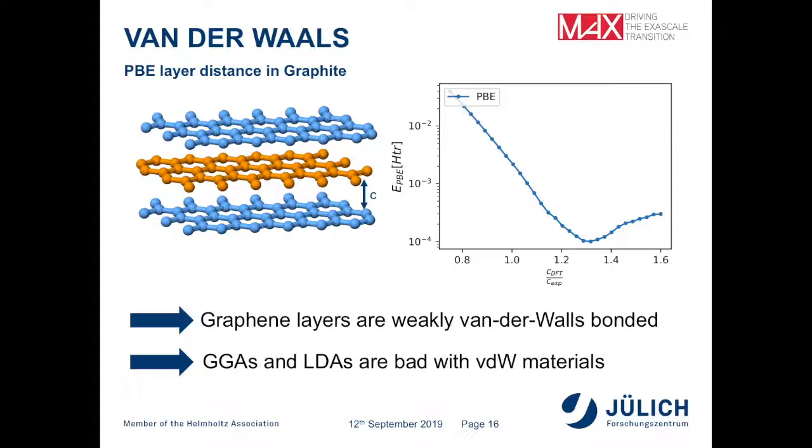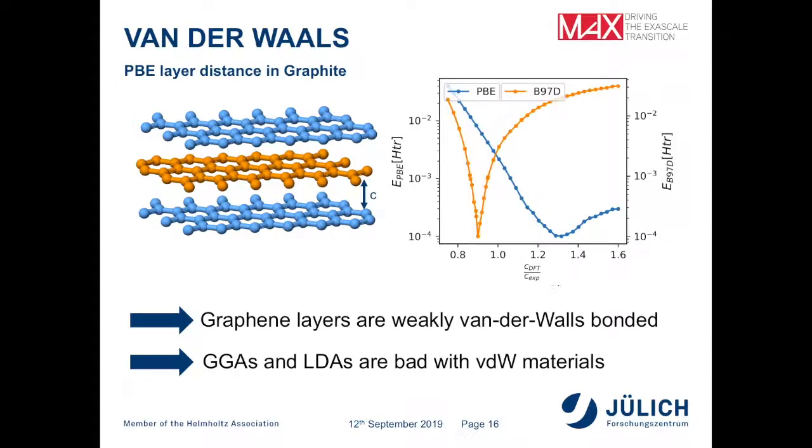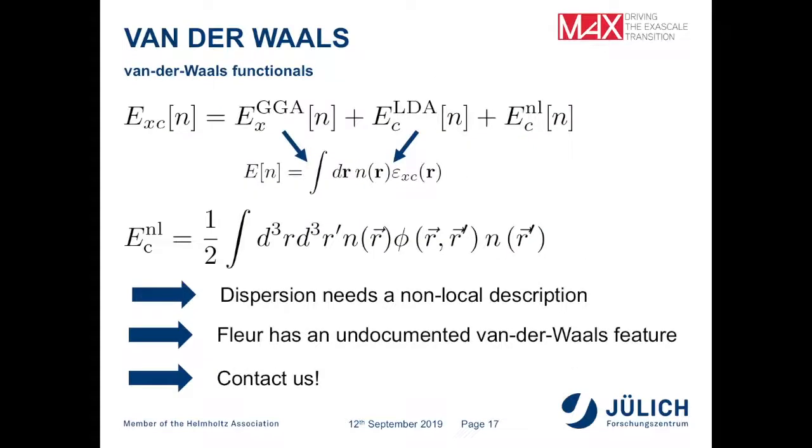And once again, you can have a look in the libxc and you find some functional. And I think this B97D is supposed to improve these van der Waals forces. And it does. So it underestimates it by about 10%, which is better than 30%, but it's still not great if you compare it, for example, with the performance of an LDA for a normal metal or something. And so if you want to do van der Waals calculations, you have to go to these proper van der Waals functionals that are not semi-local like the GGAs.